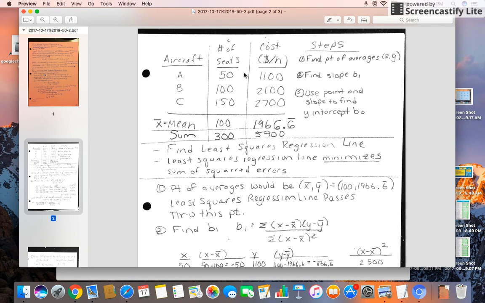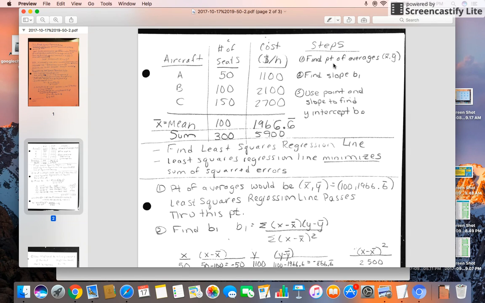So here I have a data set of aircraft. I'm just calling them aircraft A, B, and C, number of seats, and a cost element. From these three pieces of data, I can figure out a sum and I can figure out a mean. So there are three steps involved to figuring out the least squares regression.